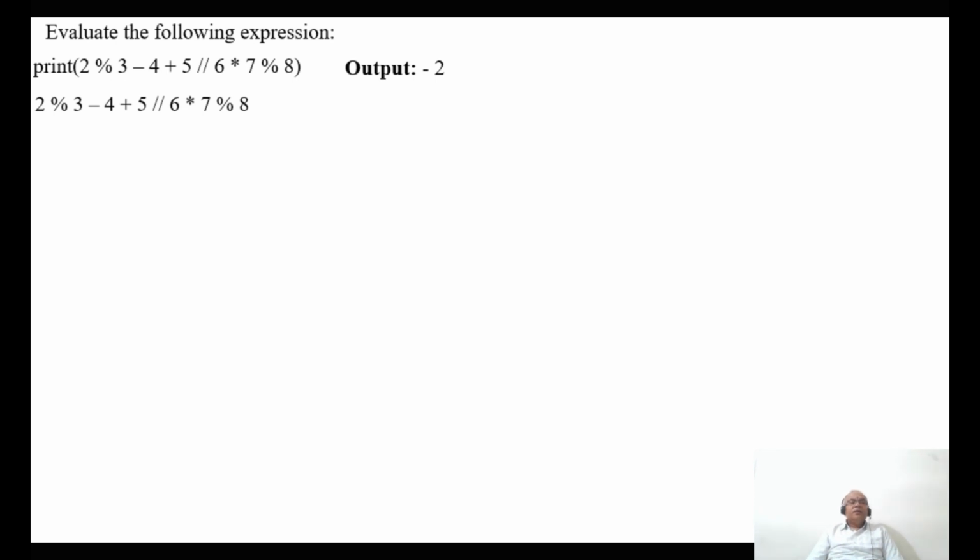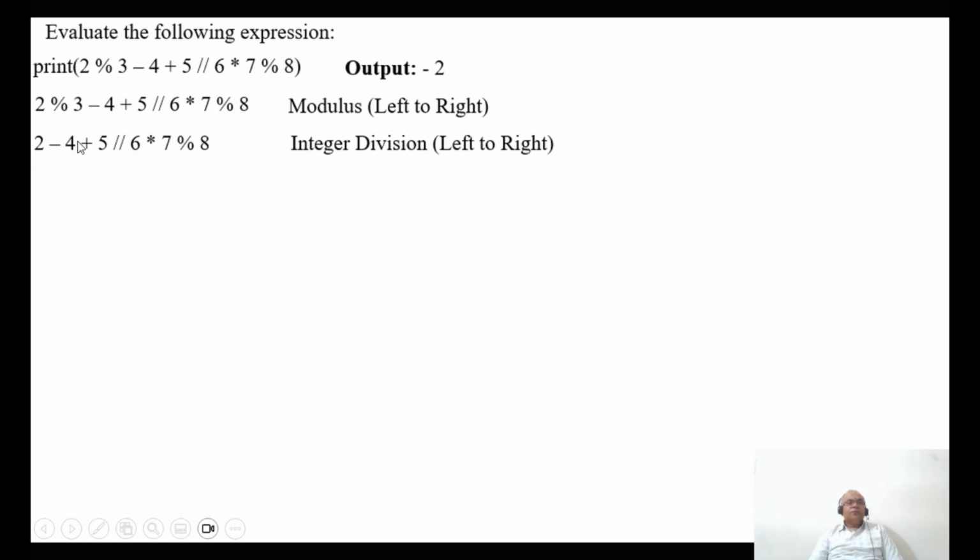So 2 % 3, what should be the remainder? The remainder is 2. Modulus from left to right, 2 divided by 3: 3 goes 0 times, so the remainder is 2. So 2 - 4 + 5 // 6 * 7 % 8. Going from left to right, the integer division is the first, so you take the integer division. 2 - 4 + 5 divided by 6. Since 5 divided by 6, the integer should be 0 here, because I need to consider the quotient. So 2 - 4 + 0 * 7 % 8.